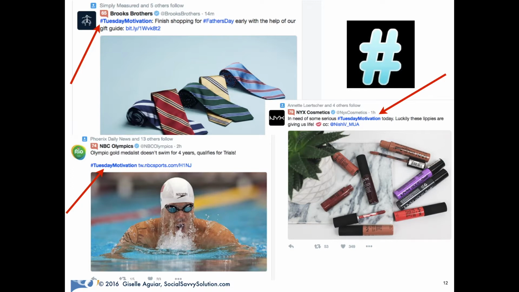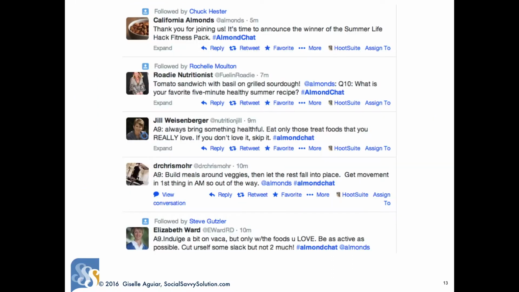There are certain hashtags that trend every week. Plan ahead for Motivation Monday, Travel Tuesday, Wisdom Wednesday, Throwback Thursday, Friday Feeling, and as shown in these 3 examples of how 3 different businesses used hashtag Tuesday Motivation. Use them to promote events before, during, and after.